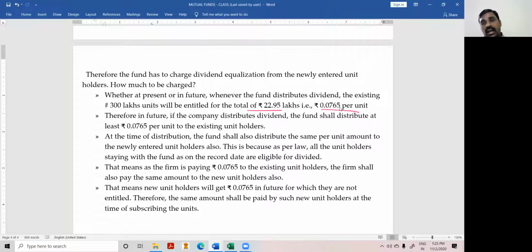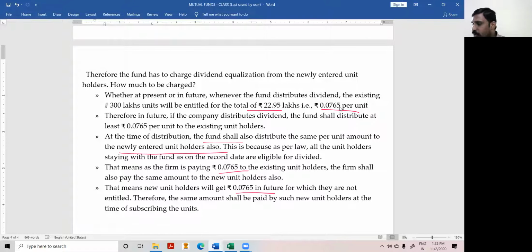But legally speaking, at the time of distribution, new unit holders are also there in the fund. So therefore, for them also the fund has to pay the same amount. The fund, whenever it distributes, has to pay the same amount to all the unit holders existing as on the record date. So new unit holders are also eligible.